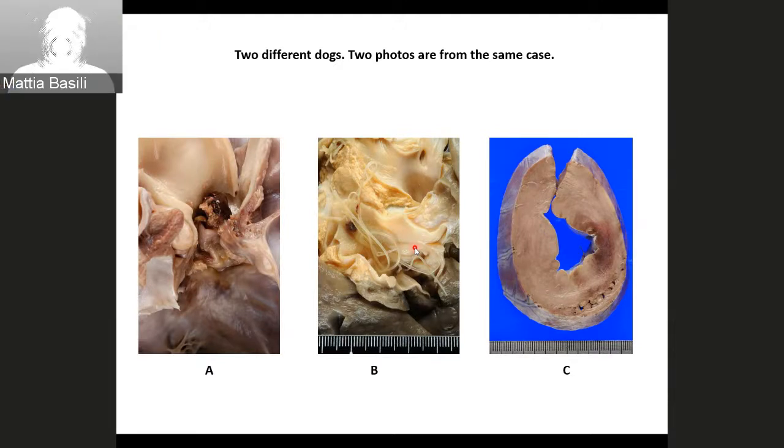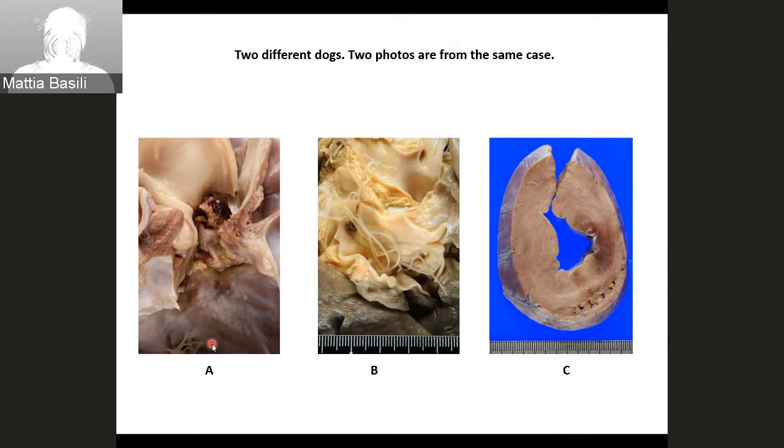Okay, so we've got 3 gross pathological images. The first one, A, we are looking at a view that shows us the inner face of a great vessel, an artery. Consider the size of the wall. Inside the vessel, we can identify a structure that looks like a, let's say, a mass.